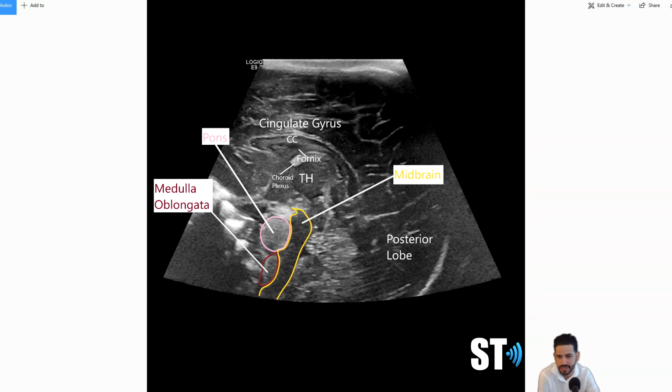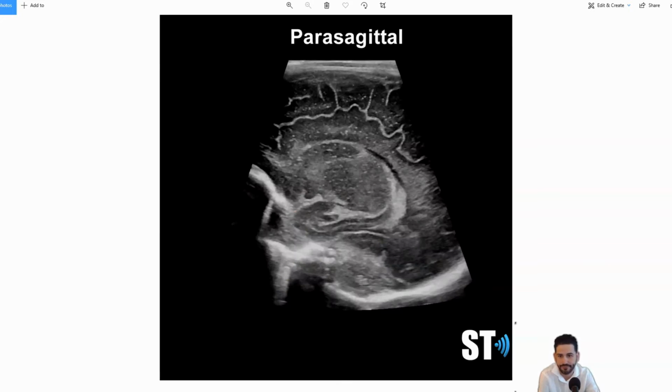Sometimes it's very hard to make out these structures in bigger babies. In more premature neonates, you can definitely see it. Here you've got the cerebellum again and the 4th ventricle, always triangular shaped. So then you begin parasagittal to the right, parasagittal to the left.